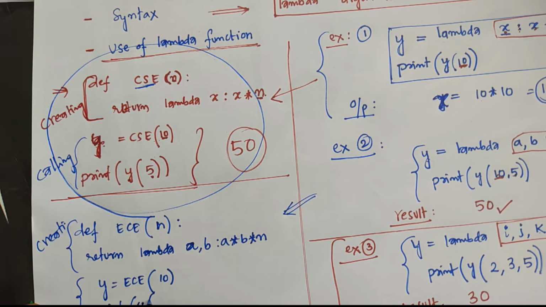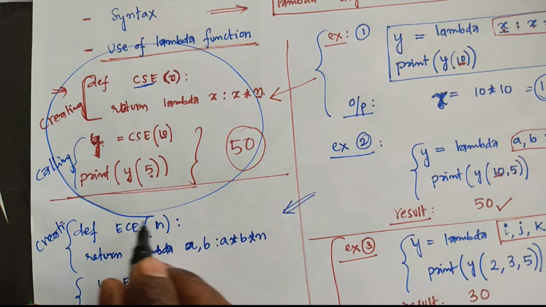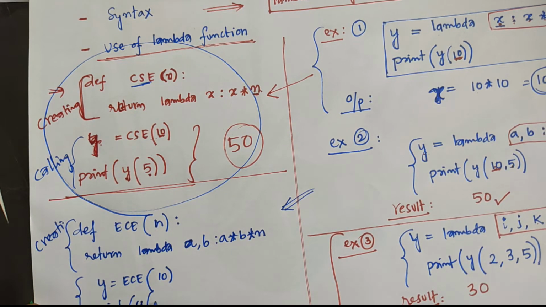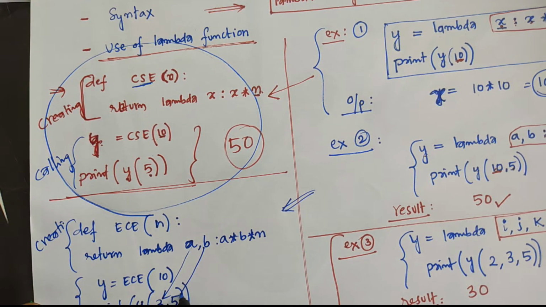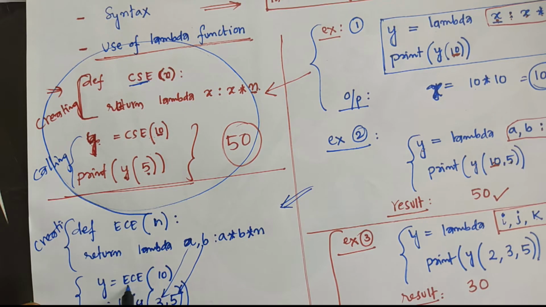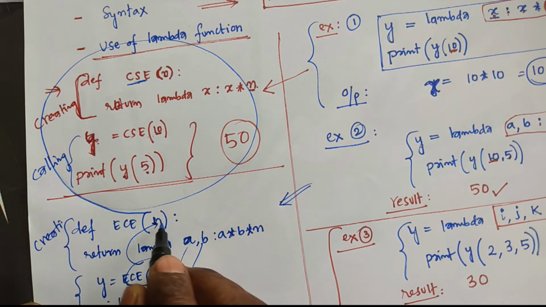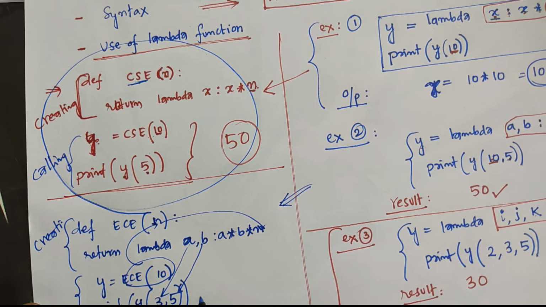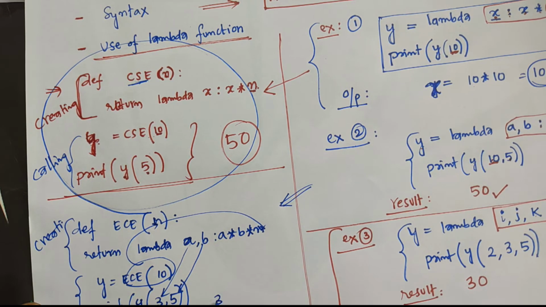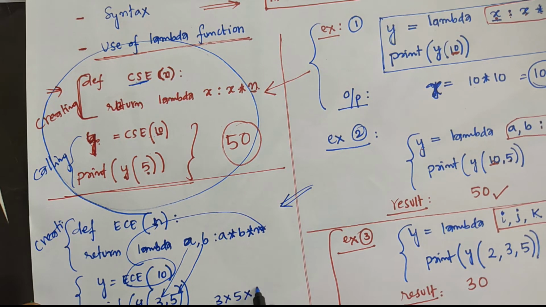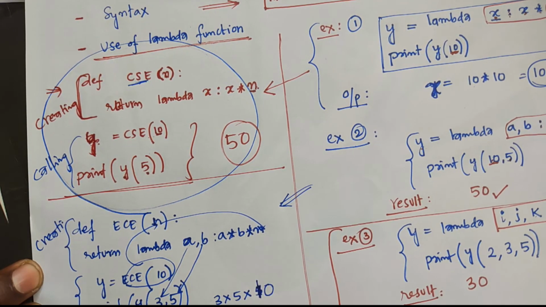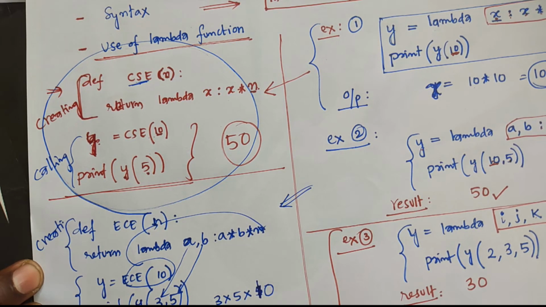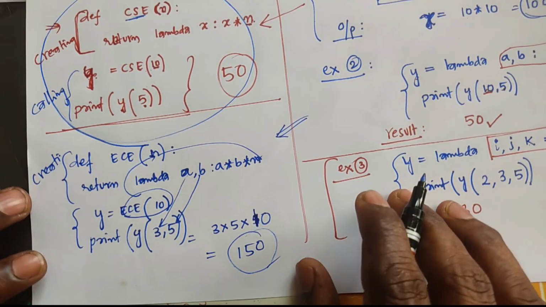y of, in this y function, there are 3. So simply 3 comma 5. So the a value is 3, the b value is 5, and the n value is purely based on the function. That value is stored in this. So finally, what will we get? The result is 3 into 5 into 10. The final value is 150. The result will be 150.